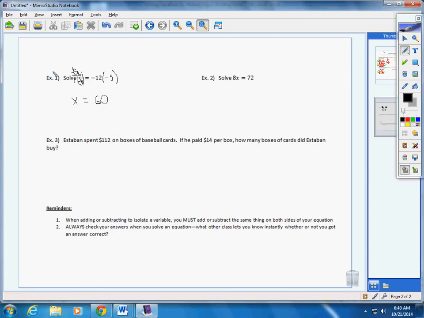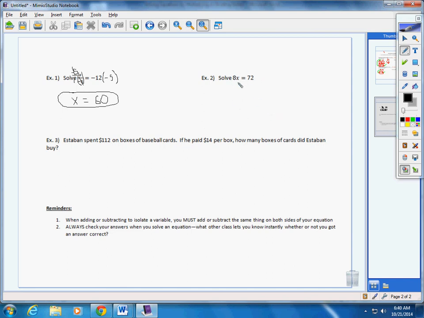Guys, you need to show all of this work. All of it. The sloppier you are, the more likely it is that you're going to make simple mistakes. Anytime we solve equations, you need to show your step-by-step process. Anytime. I'll show you exactly what I mean here in number 2. But you try this one on your own.